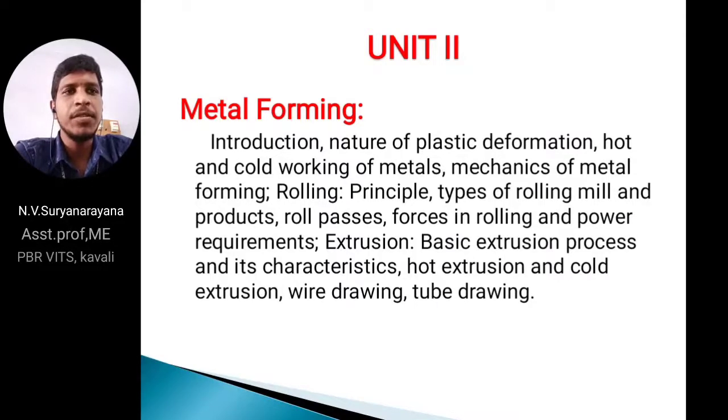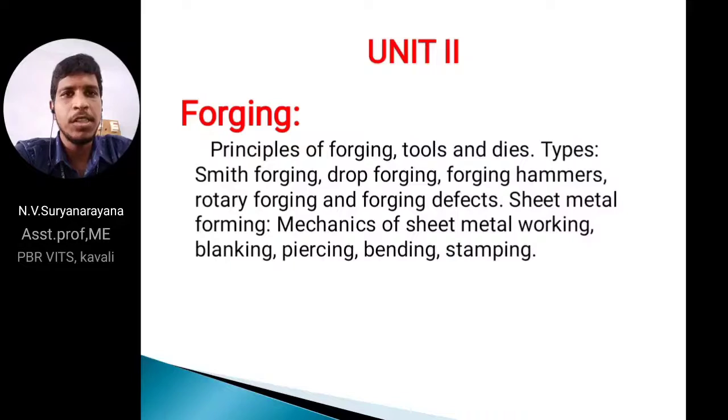In unit 2 continuation we have the forging process. We already know that forging is used to produce the process. By using the forging process we are making or producing axes and hammers. And next, tools and dies types. Different types of forgings are there. Those are smith forging, drop forging and forging hammers, rotary forging and its defects.